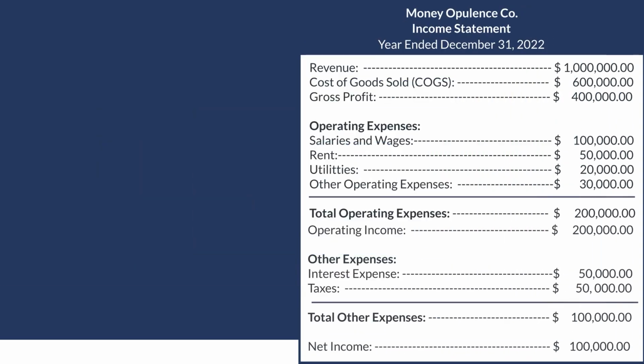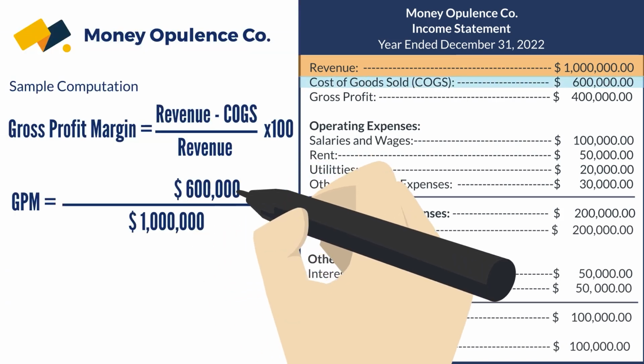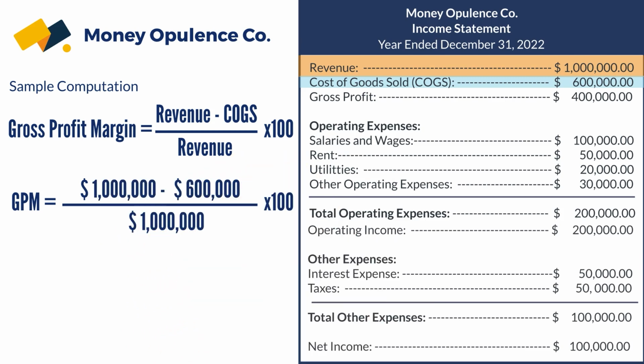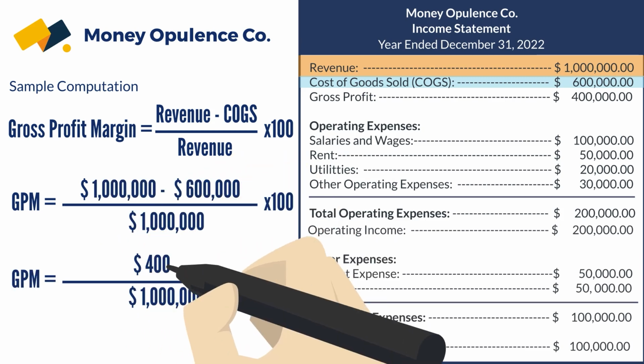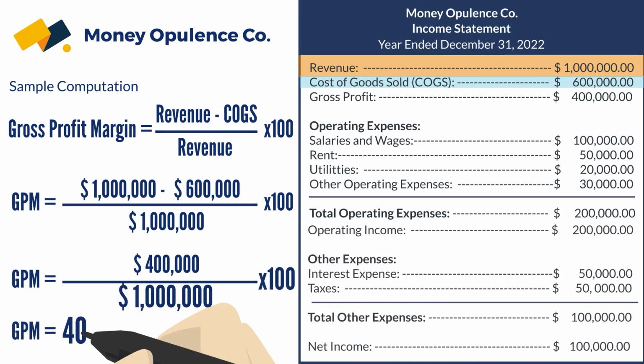In the sample income statement, Money Opulence Corporation had a revenue of $1 million and a COGS of $600,000. By subtracting the COGS from the revenue, we find that the gross profit is $400,000. Dividing this by the revenue and multiplying by 100 gives us a gross profit margin of 40%.